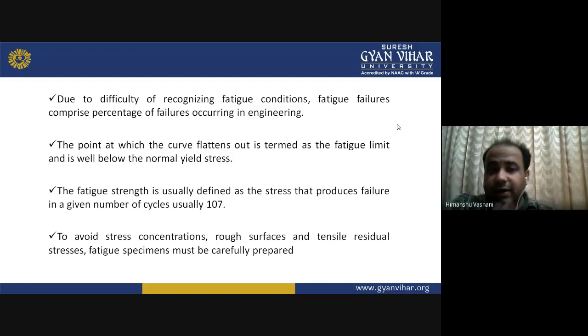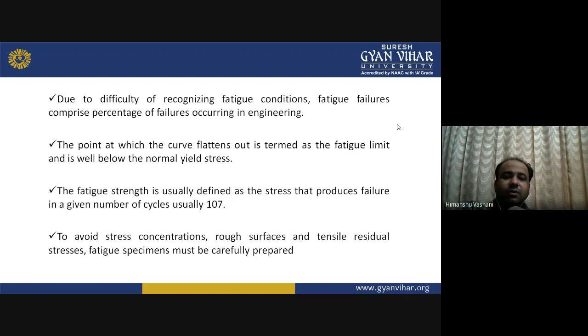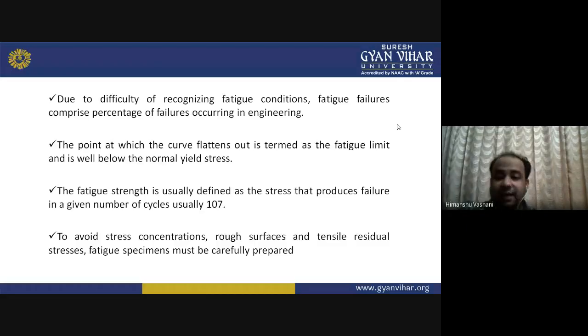The point at which the curve flattens out is termed the fatigue limit and is well below the normal yield stress. The fatigue strength is usually defined as the stress that produces failure in a given number of cycles. Usually this is just a number given, 10^7. It can be more than that. So you have to avoid stress concentrations, rough surfaces, and tensile residual stresses.